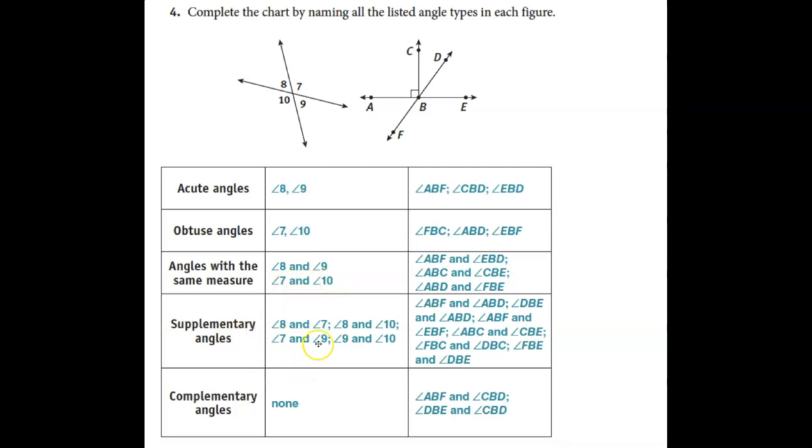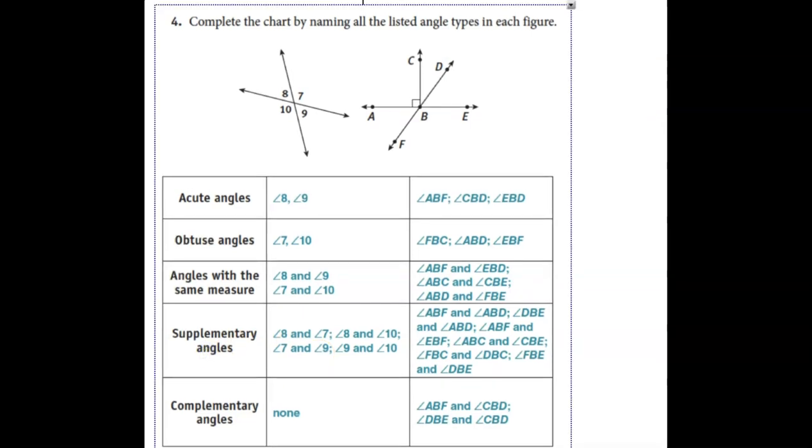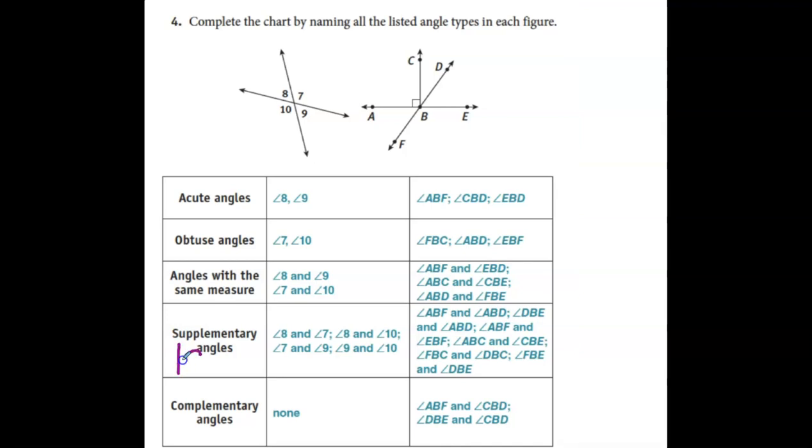All right, supplementary angles, again, they equal 180 degrees. And there are four examples that would be 180 degrees. First off, you have angle 7 and angle 8. When you combine them, you get a straight line. And then on the flip side, you have angle 9 and angle 10. So that takes care of that. That's looking from left to right.